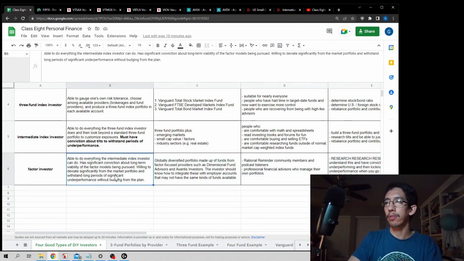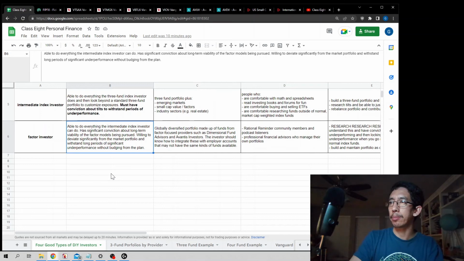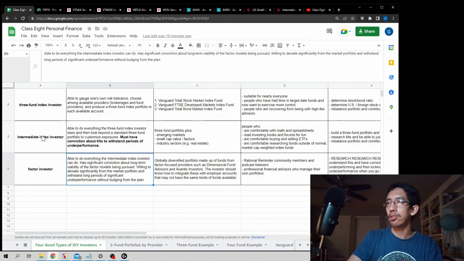This is where you get really complex. A factor investor is able to do everything the intermediate index investor can do, has significant conviction about long-term viability of the factor models being pursued, and is willing to deviate significantly from the market portfolio and withstand long periods of significant underperformance without budging from the plan.